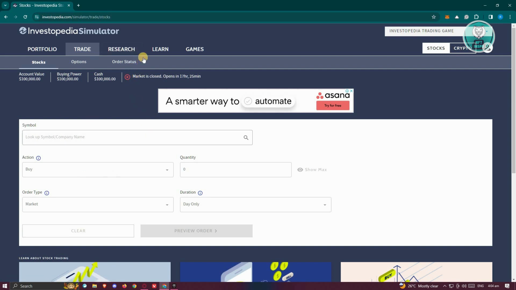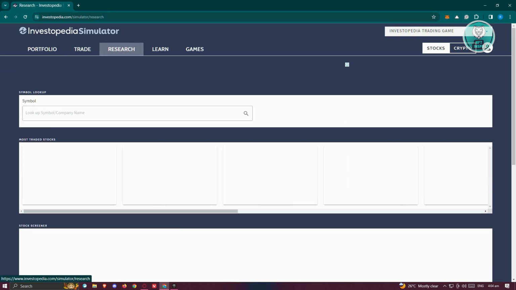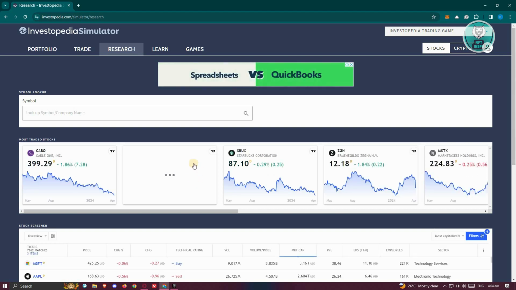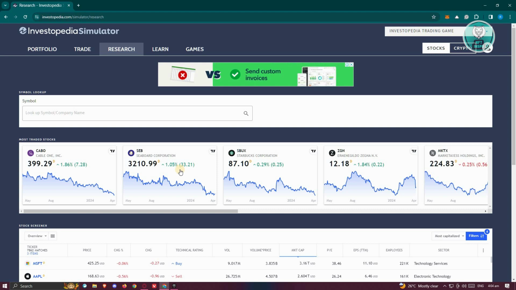Now next, we also have the research tab here. Now you can delve into company analyses such as their market share, crypto share rates, and this section provides valuable insights into various companies and their stocks.